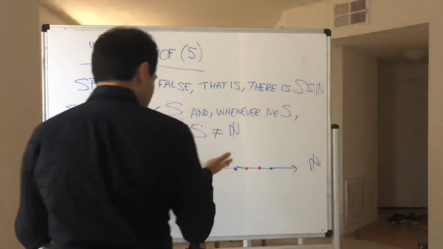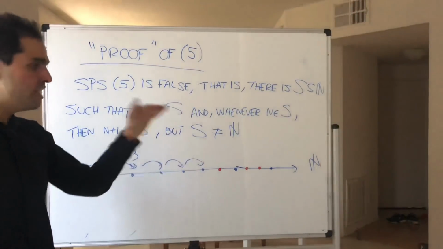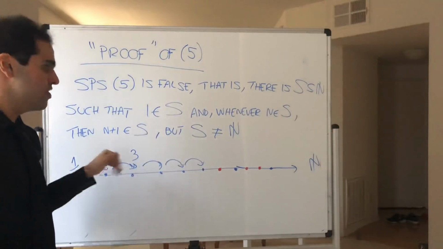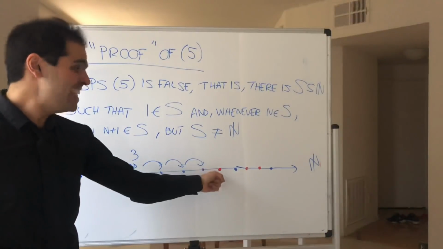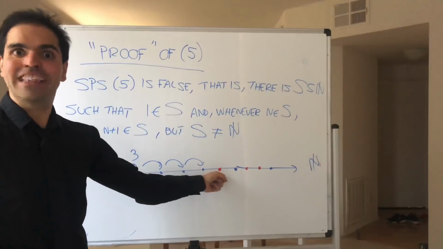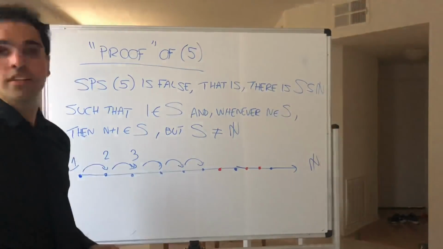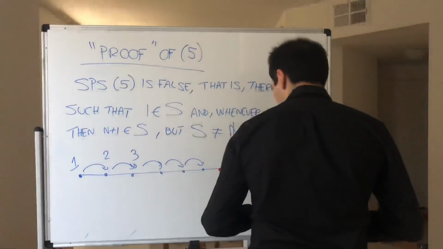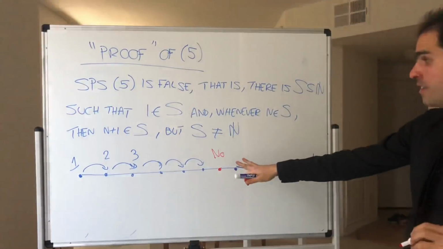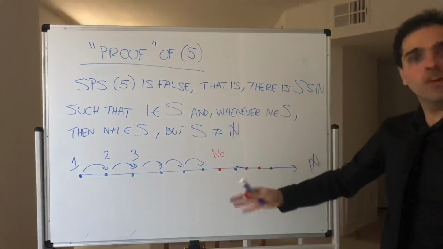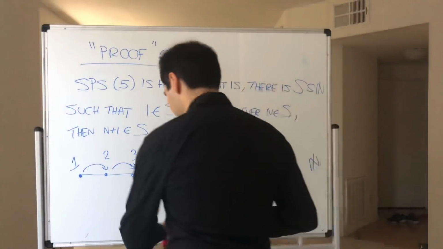Now, as I said, S is not all of N, so in particular there are elements in N that are not in S. So there are some red dots here. Let n naught be the first red dot you see. So you see blue, blue, blue, blue, blue, blue, and then suddenly a red dot. So in other words, let n naught be the first, or if you want, the smallest integer that is not in S.